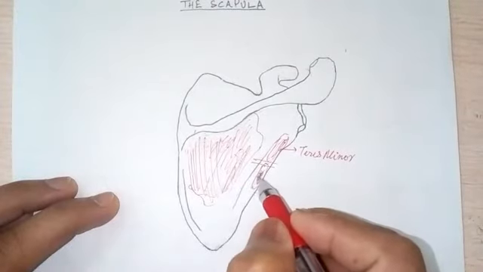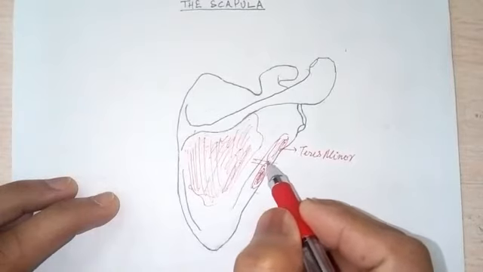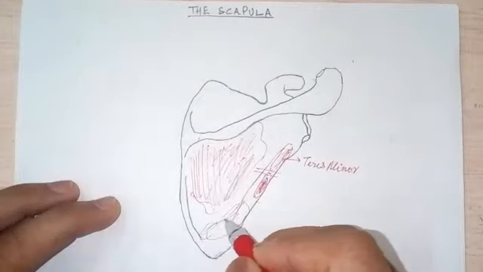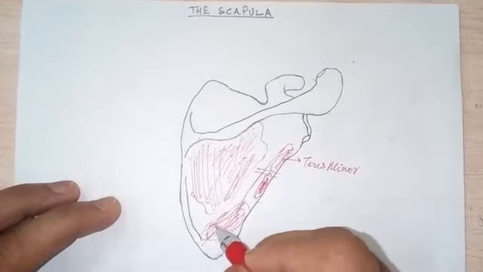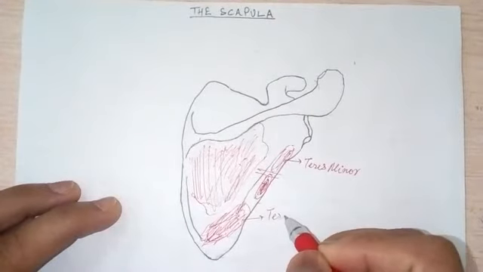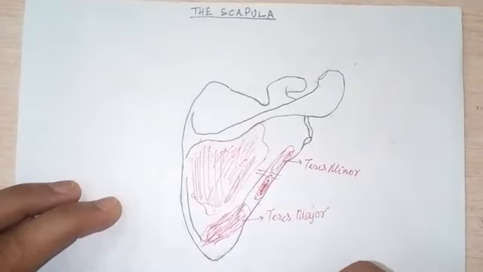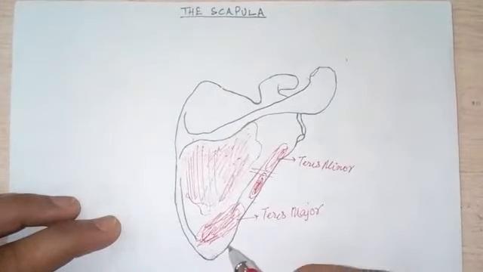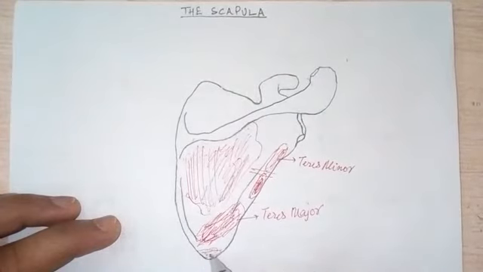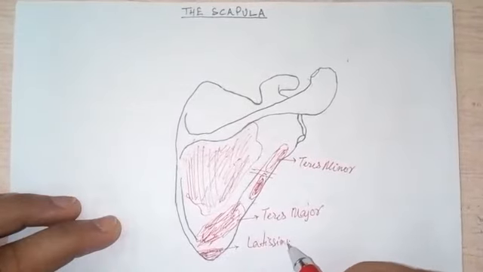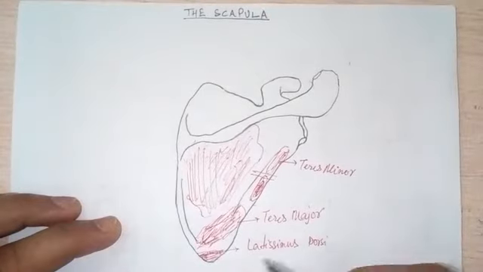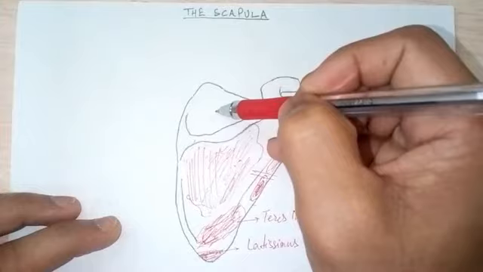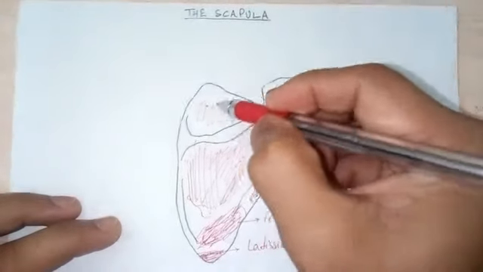The teres minor muscle is pierced by the circumflex scapular artery, which means the circumflex scapular artery passes through this teres minor muscle. So this area is the teres major muscle. So you have the teres major, and the latissimus dorsi. On the inferior angle, the latissimus dorsi passes here. This is the latissimus dorsi.